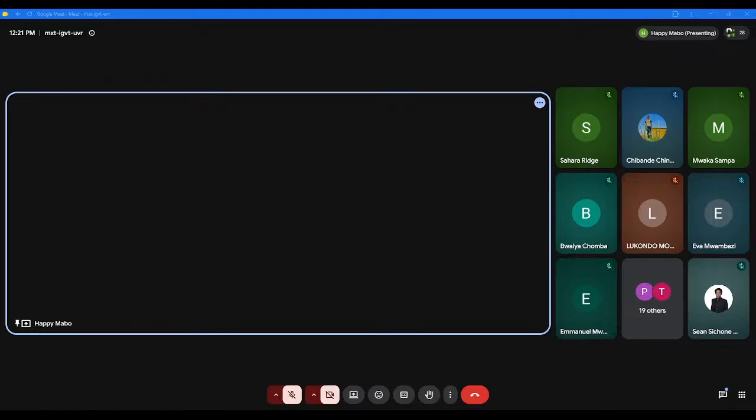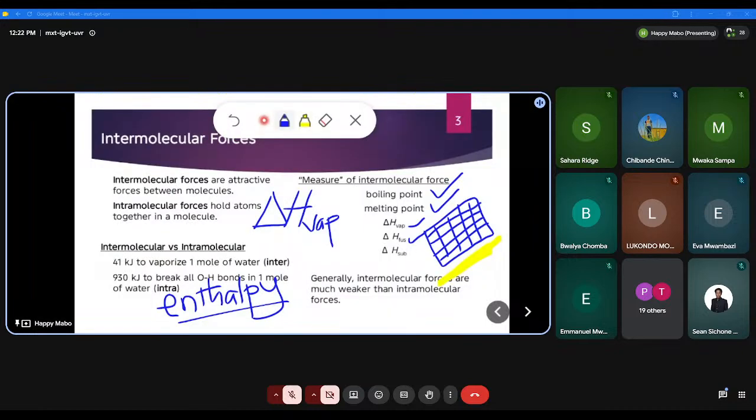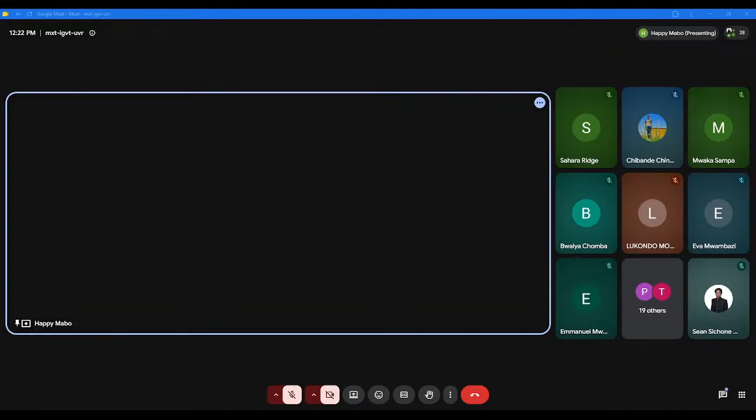So the change in enthalpy of fusion can also be used as an indicator to try and determine the strength of the intermolecular forces that are existing amongst the molecules of a given substance. So what is change in enthalpy of fusion? The change in enthalpy of fusion is the amount of energy that is needed for you to change the state of a substance from solid to a liquid.